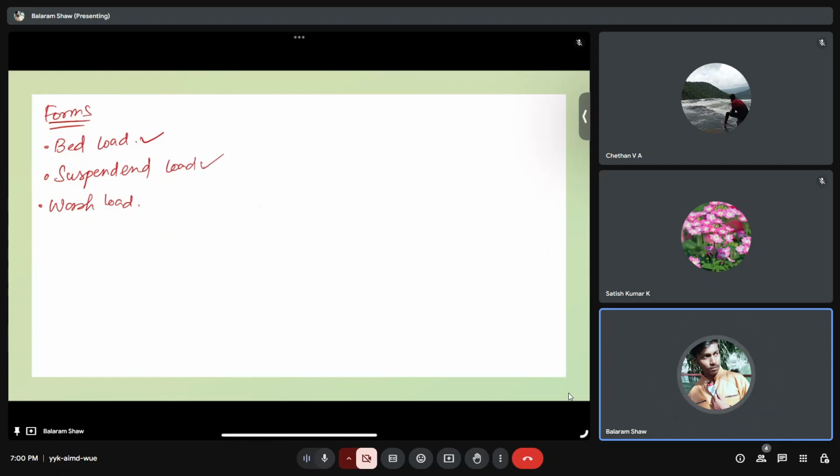Next is wash load. Wash load means what? The fine material that is carried by the flow in suspension but is not represented in the bed material. So let's say some material is coming from sources other than the bed material, and that fine material is carried in the flow in the form of suspension. We consider that as the wash load.